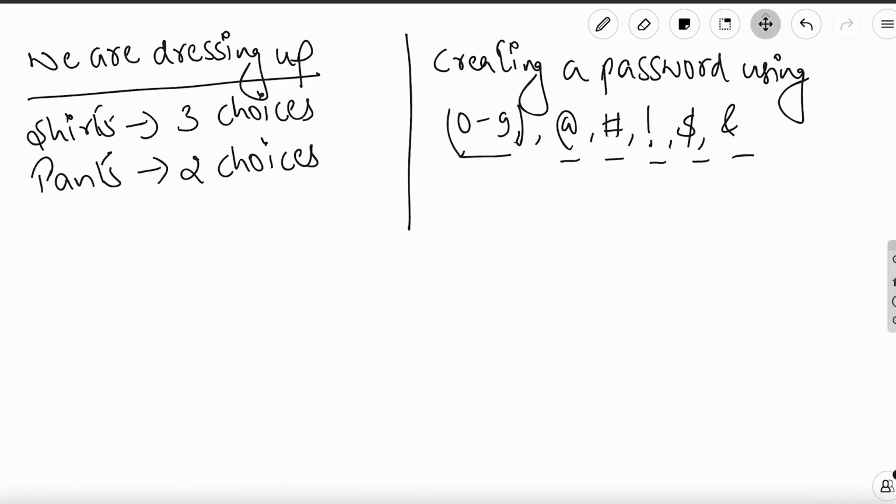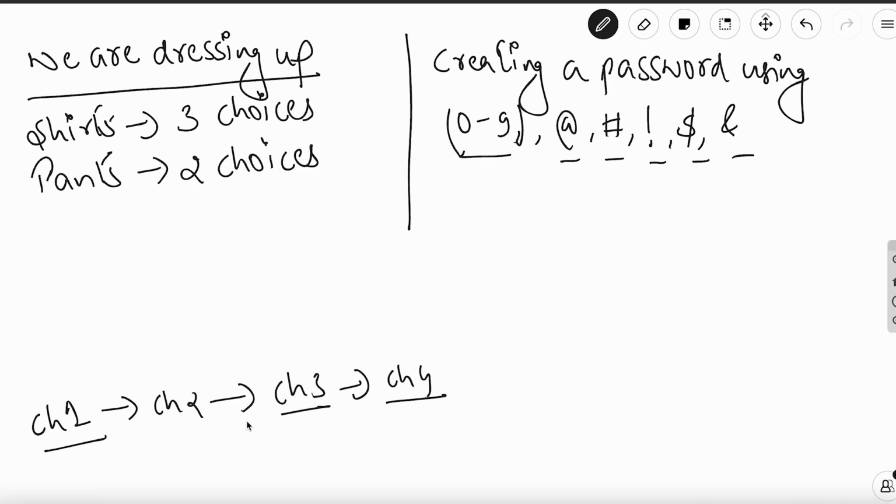Next is the fundamental principle of multiplication. Addition was about either or, either option number 1 or option number 2. But multiplication happens when there is a sequence of choices. Let's say, for example here, I made choice 1, then I made choice 2, then I made choice 3, and then let's say I made choice 4.